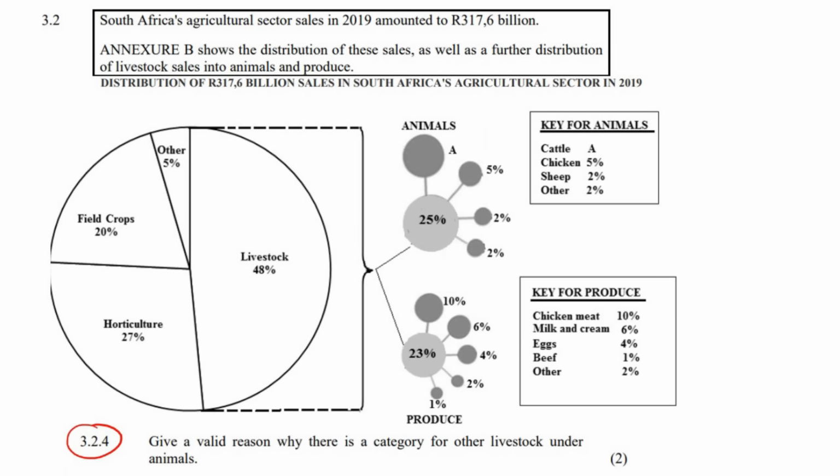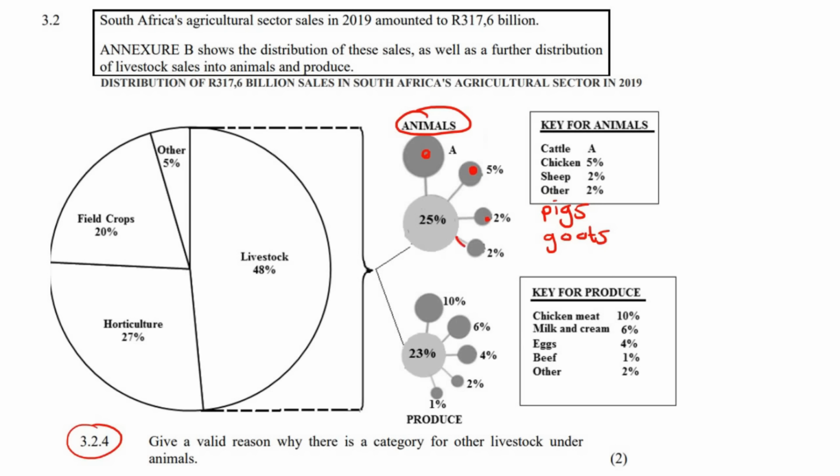This question says, give a valid reason why there is a category for other livestock under animals. Okay, yeah, so here we've got animals, and then you see the different categories here. So here we've got cattle, chicken, sheep, and then there's other. Okay, so there are other livestock. You know, there could be, for example, pigs, and I don't know, goats, and things like that.